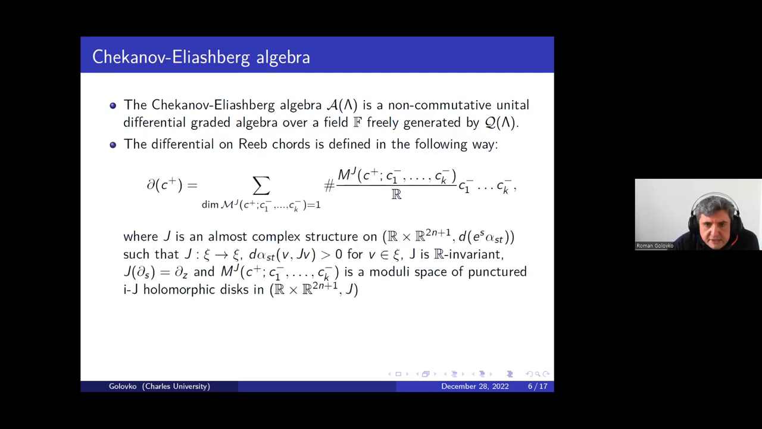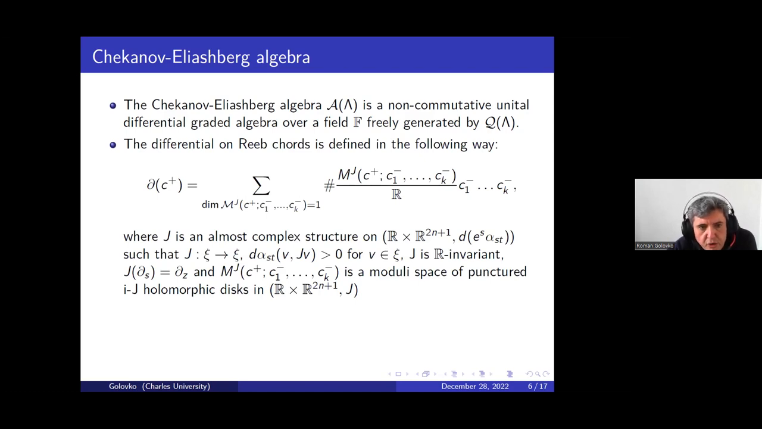There is a certain grading. This grading is given by the so-called Conley-Zehnder index. I will not mention that. So let me just say that there are some numbers that you can associate basically to each generator, and then you can extend this definition to other elements of the algebra.